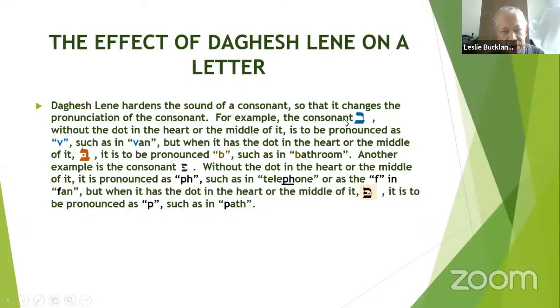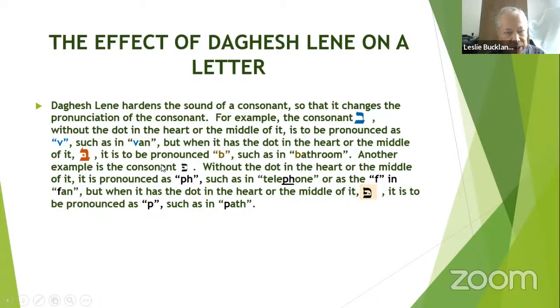For example, the consonant Vet, without the dot in the heart or the middle of it, is to be pronounced as V, such as in van. So the sound of this is V as in van. But when it has the dot in the heart or the middle of it, such as we see here, it is called Baith, and it is to be pronounced B, such as the B in bathroom.